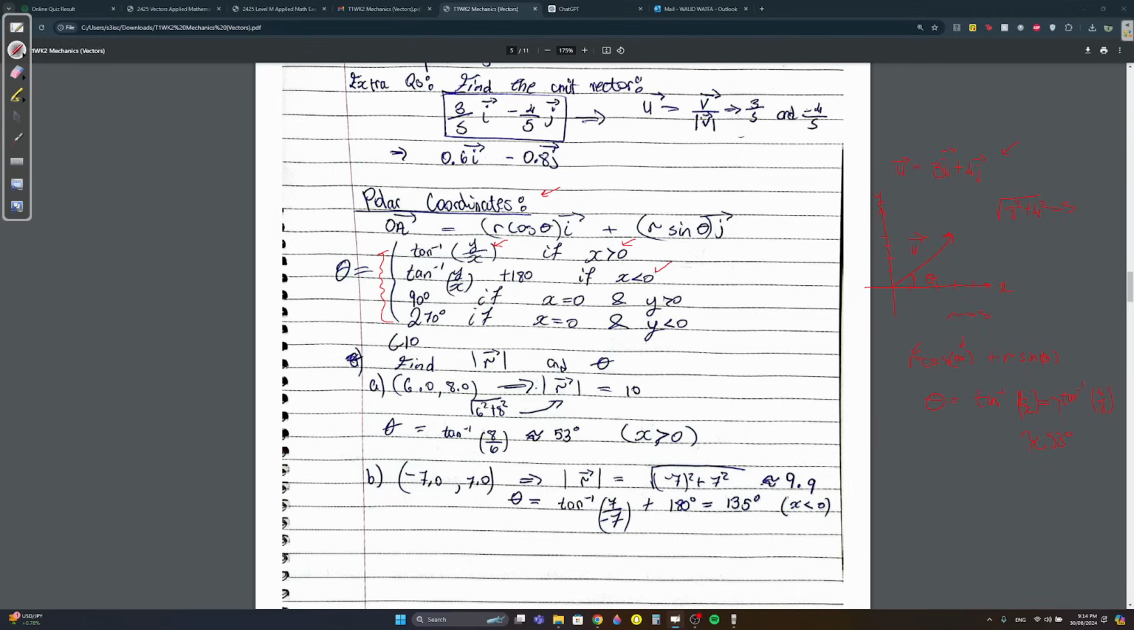The second case is if x is negative. If x is negative, you do normally shift tan y over x, but you add 180. So you're going to tell me, Walid, is there any way you can explain this to me? Do I just have to memorize, or is there any way I can understand? Let me show you.